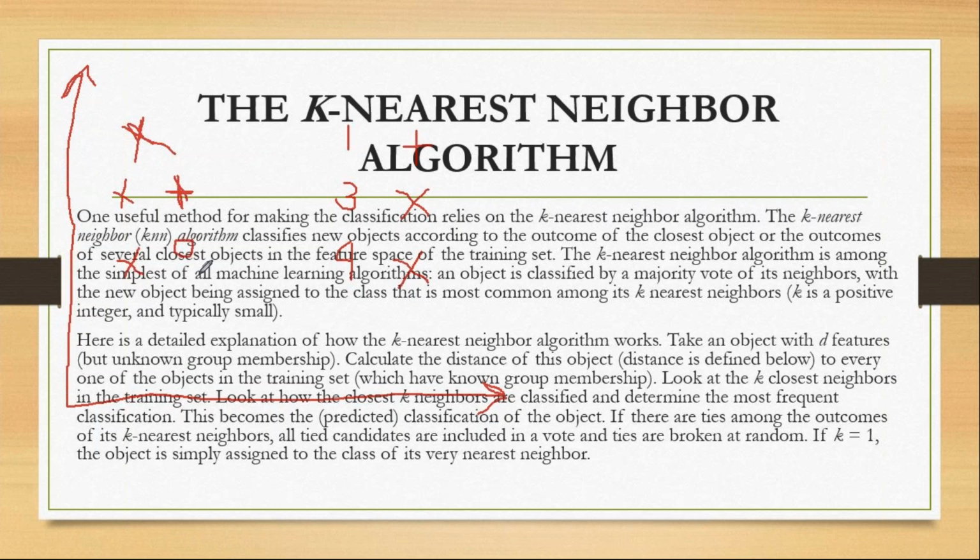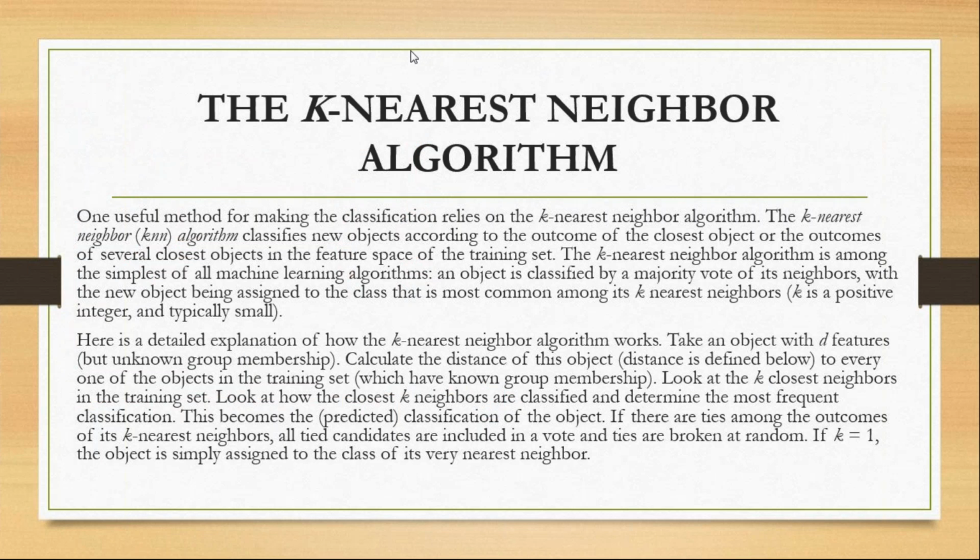Okay. So I will explain it in more detail. I think the chart that I have drawn is not so good, so I'll try to explain in a better way. Let us understand with these simple terms. k-nearest neighbor classifies a new object according to the outcome of the closest object, or the outcome of the several closest objects in the feature space. Like I said in the graph, the closest objects are the ones on the basis of which it tries to test.